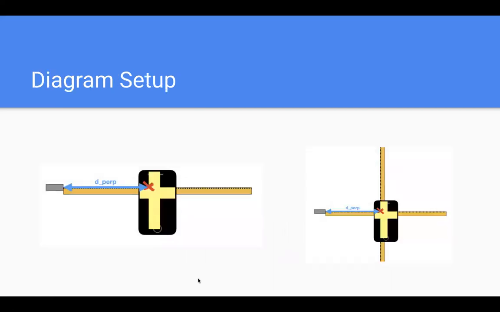So for this particular lab, this is just a setup of what the experiment looked like. We had our phone, and we used an app to get data for the distance and for measuring the magnetic field. This gray rectangle here is the magnet. So you can just see what the general setup of the lab was.